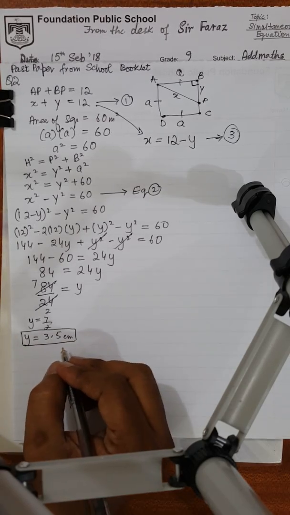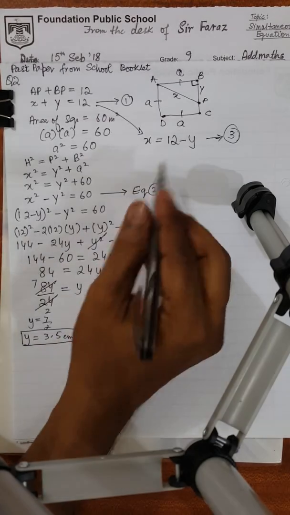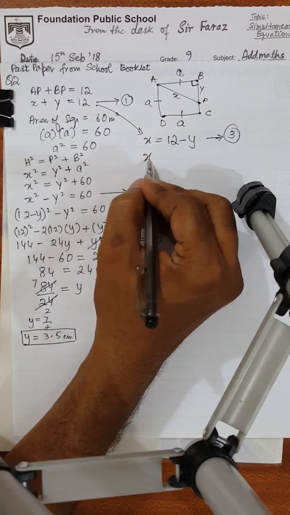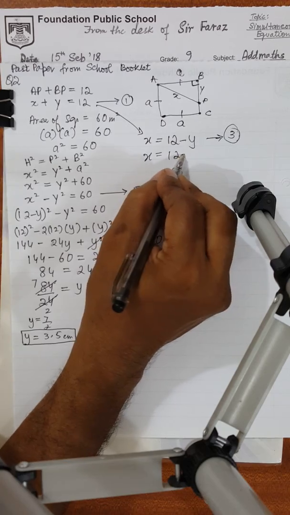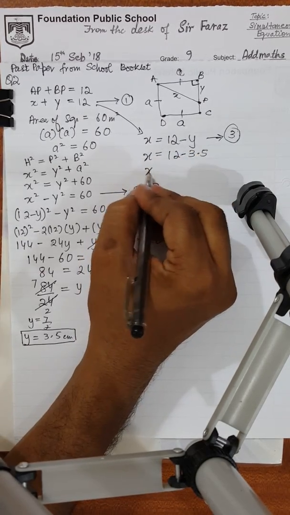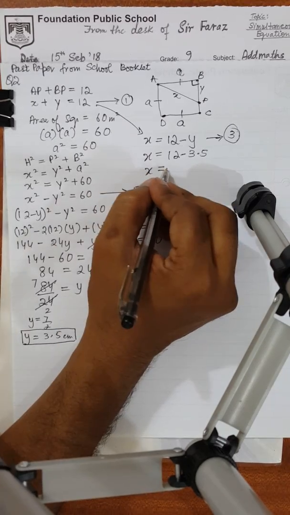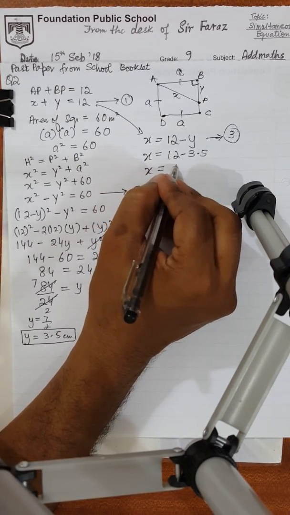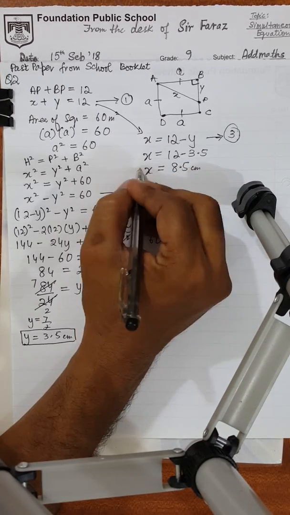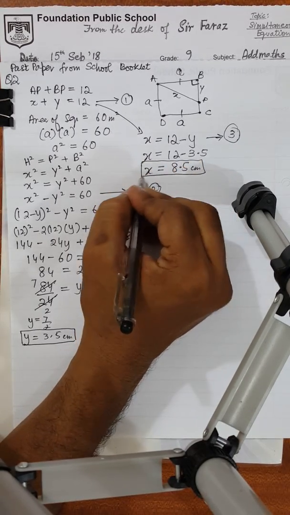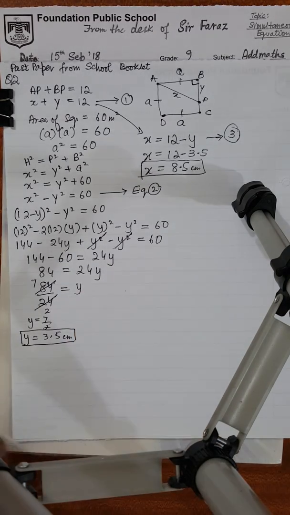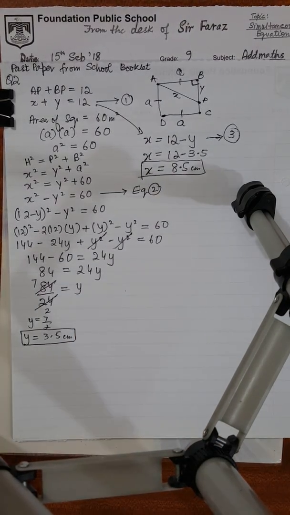In order to calculate the value of x, we will put this value in equation number 3. Equation number 3 is here. So let's put this value here, 12 minus 3.5. That is 12 minus 3.5 gives us 8.5. So this is it. Therefore, we found the lengths of x and y as 8.5 centimeters and 3.5 centimeters.